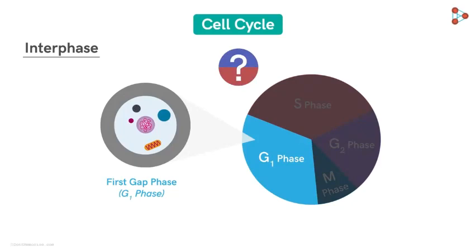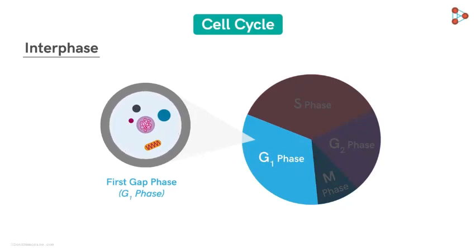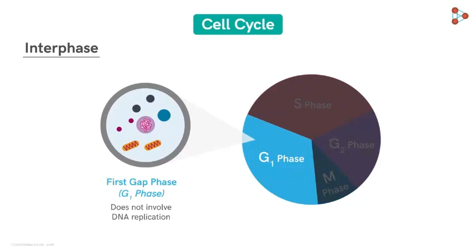Just think about it. Well, as the cell is metabolically active, it grows in size in the G1 phase. All the organelles duplicate in this phase, and the building blocks which will be required in later stages are made by the cell. It is important to note that the G1 phase does not involve DNA replication.